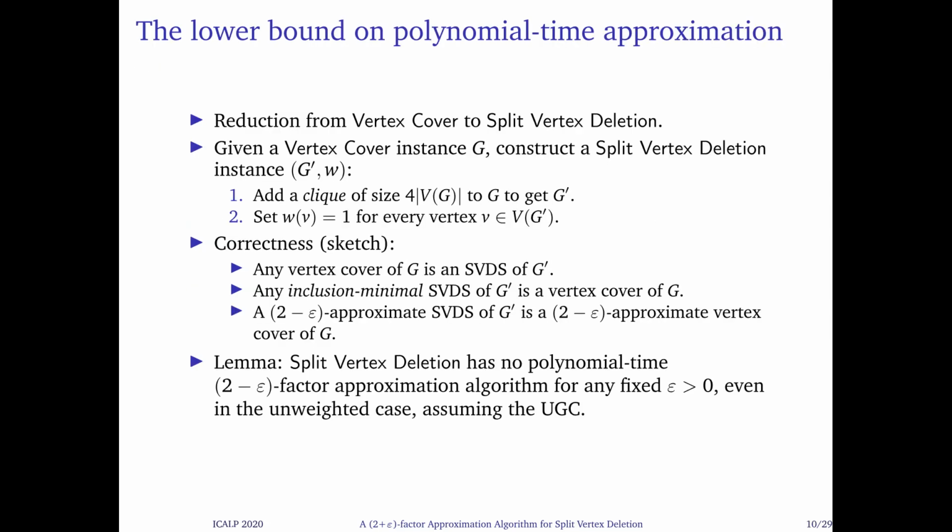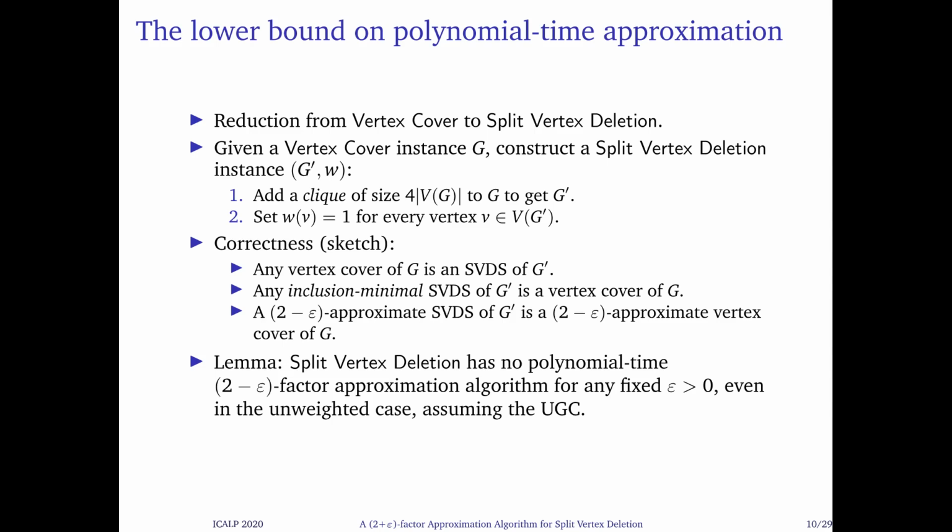First, the lower bound on polynomial time approximation. This is by a direct reduction from vertex cover. So given a vertex cover instance G, we construct an instance of split vertex deletion by taking the instance of vertex cover and adding a large clique as a disjoint subgraph to this graph.